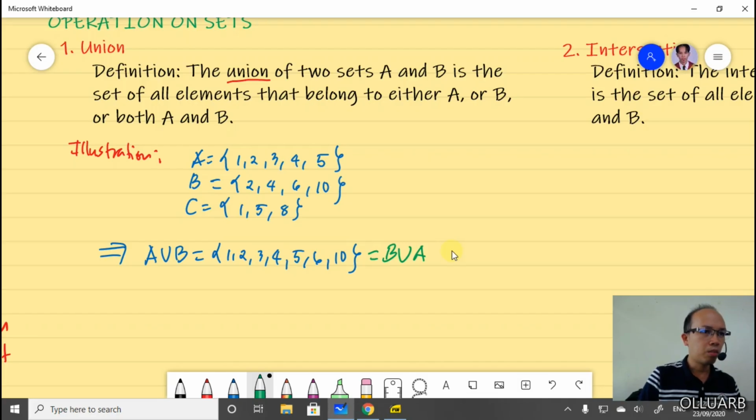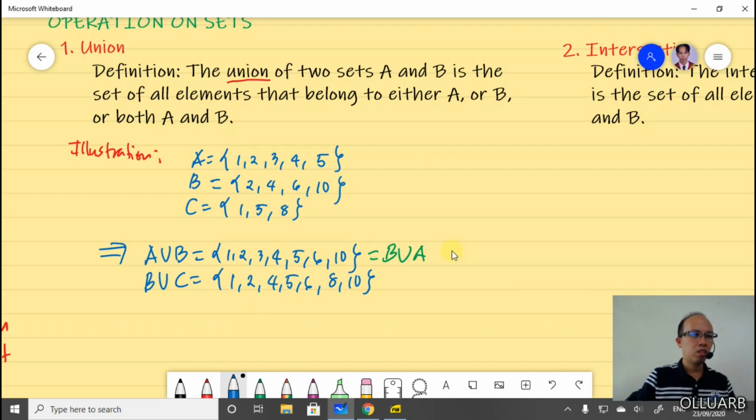Okay, another example, if you have B union C, so 1 is not repeated, 2, 4, 5, 6, 8, and 10. Again, this is equal to C union B.